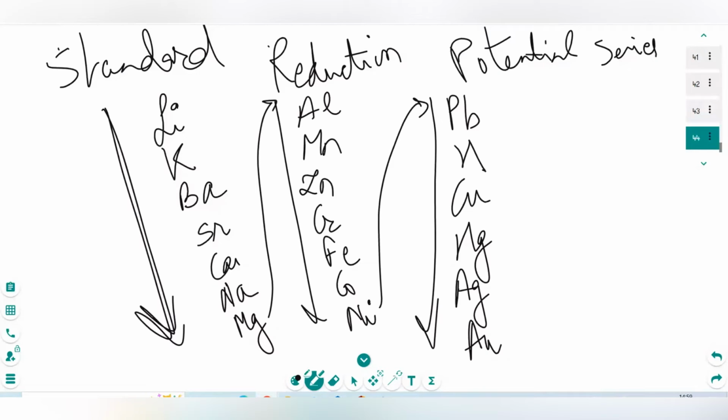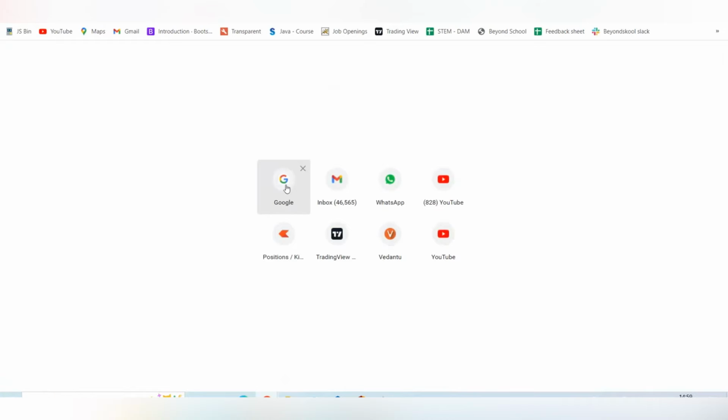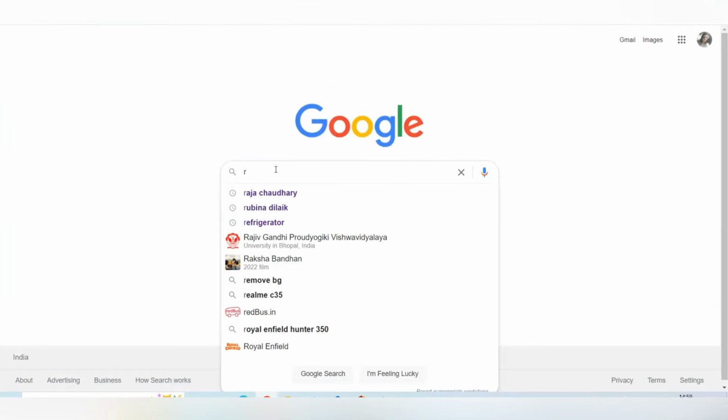Wait, isn't that like the... I forgot what it's called. Is it activation energy? Just give me one second, I'll find this on Google, because what's happening is the space is less.